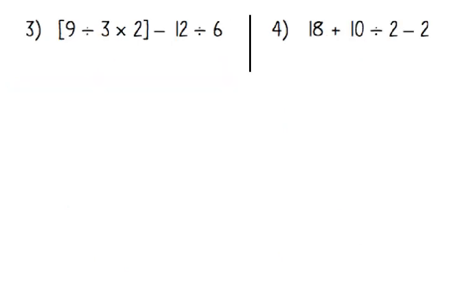Try number 3 on your own, and then come back to the video and see if we got the same answer. So here we have brackets, so we always have to start in the brackets. And inside of those brackets, we have division and multiplication. When it comes to division and multiplication, we just do first come, first serve. So because 9 divided by 3 is first, that's what we'll do first. And we rewrite everything else exactly as it is.